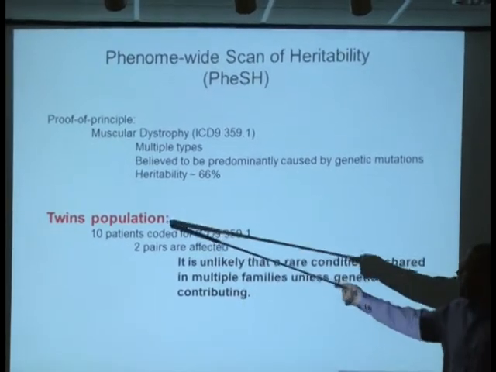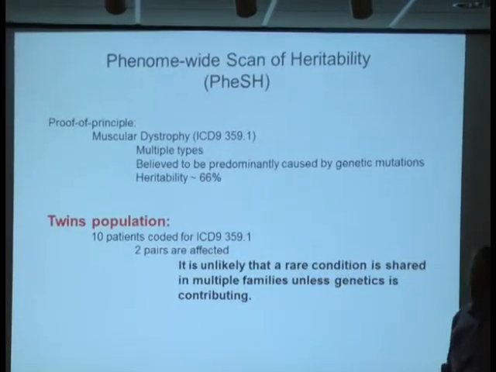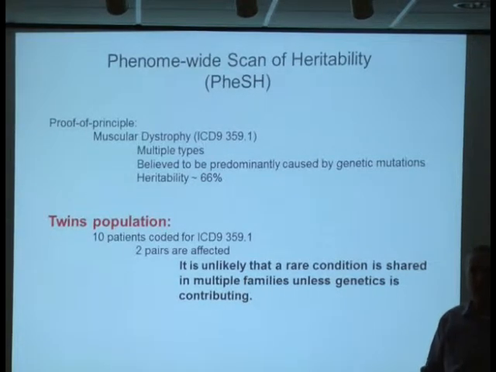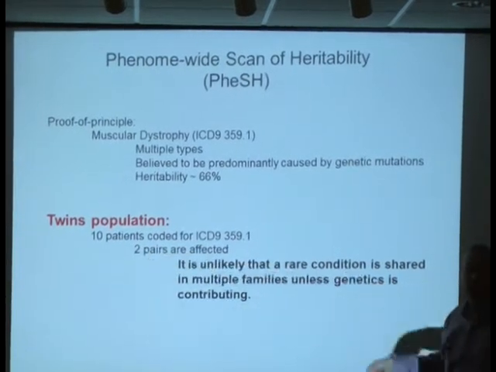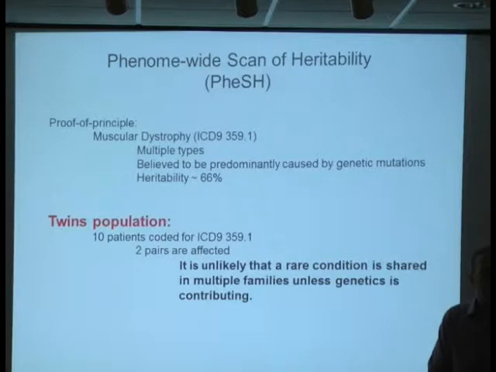So when we looked at our twin population, we identified 10 patients of the 20,000 who were coded as having muscular dystrophy. Of those 10, 4 of them, representing 2 pairs of twins, were both coded as having muscular dystrophy. When you consider how rare the condition is, and the probability that we'd have multiple pairs also having muscular dystrophy, this demonstrates that it's unlikely to be caused by anything else but genetics.